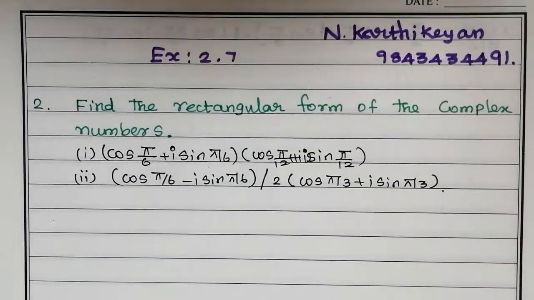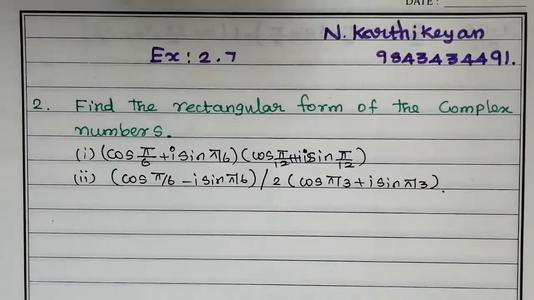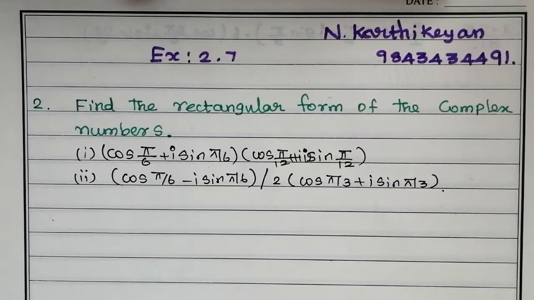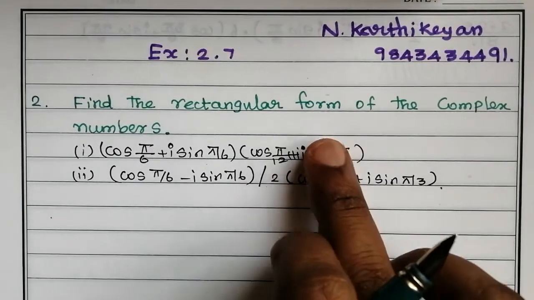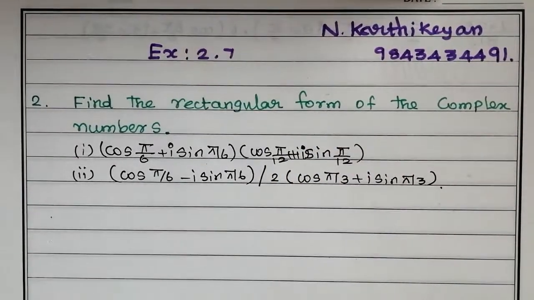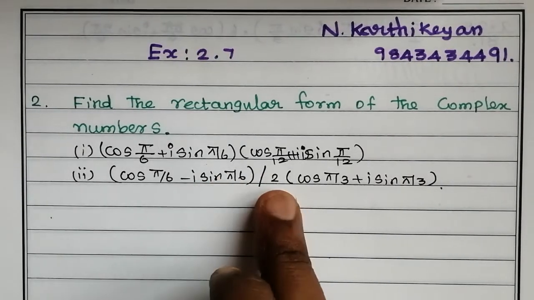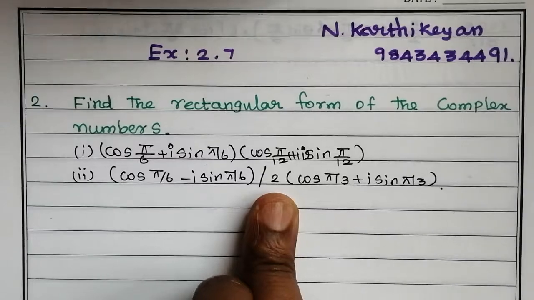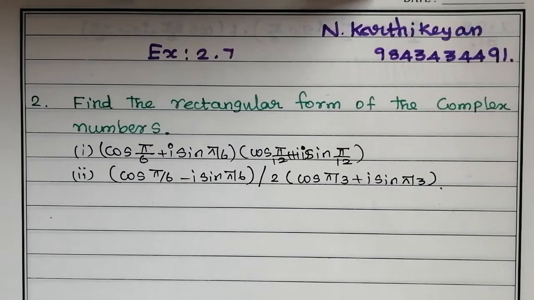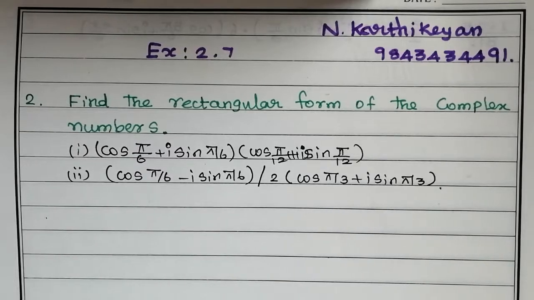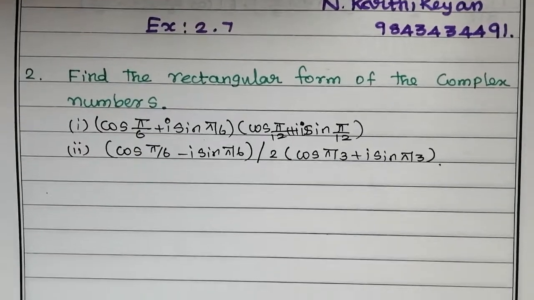Hi, in this video we are going to discuss exercise 2.7. Find the rectangular form of the following complex numbers. The given complex numbers are in polar form, so we change them into rectangular form.